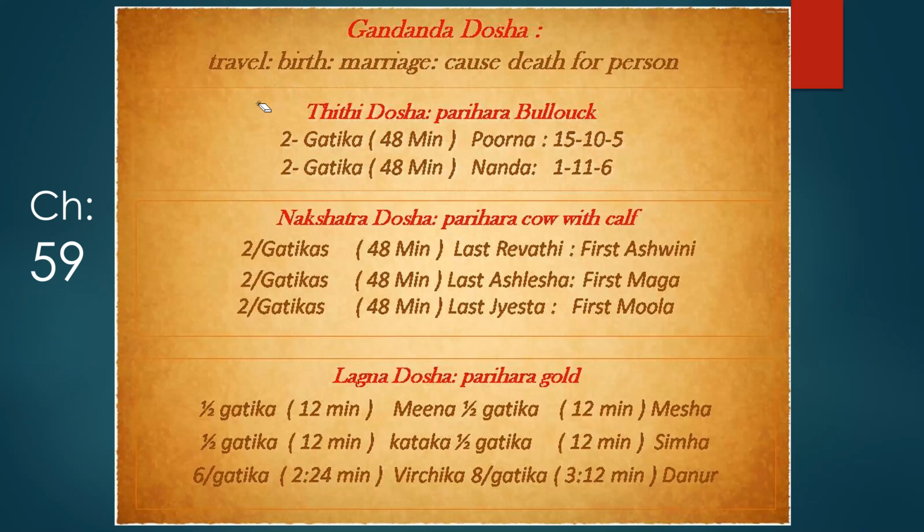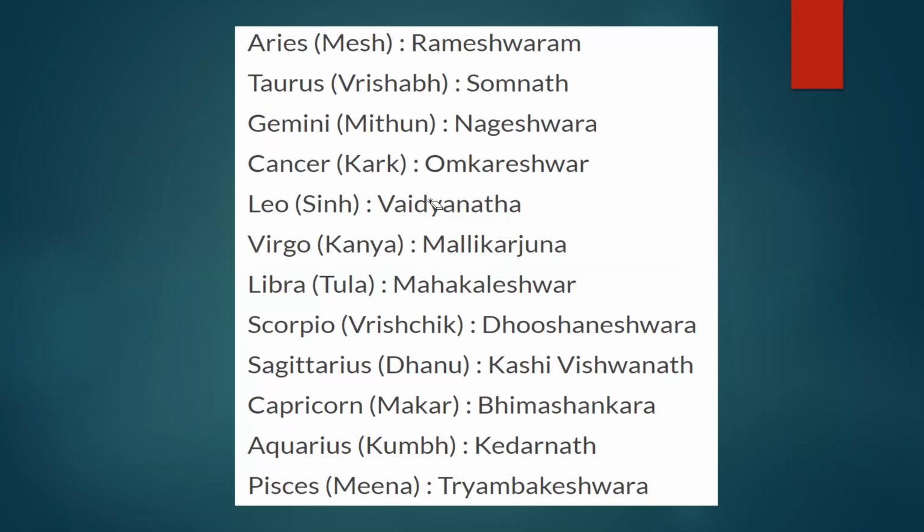Doshas. And we know about these doshas, where they come from, why they form. And these are the Jyotirlingas. Aries: if someone has to improve the 9th house or 8th house, the 8th house gives deep meditation, transformation. So these are the Jyotirlingas that you need to go and visit.